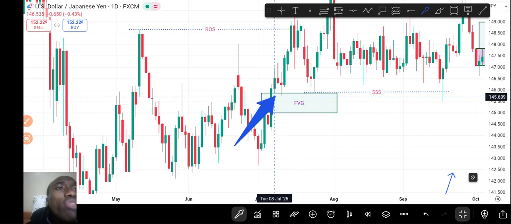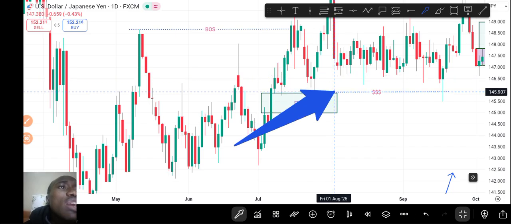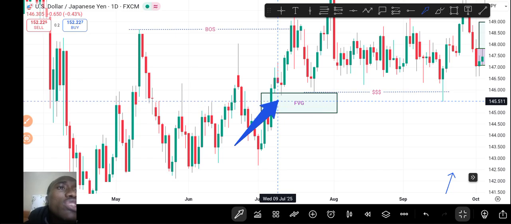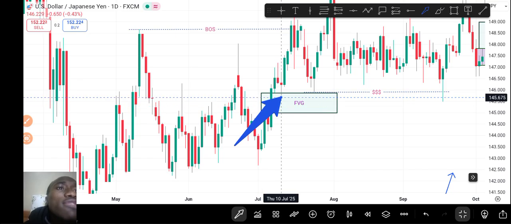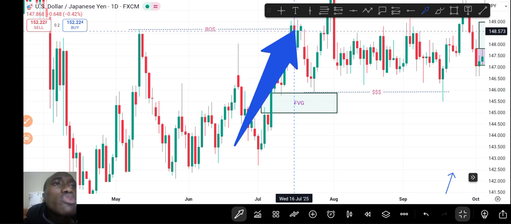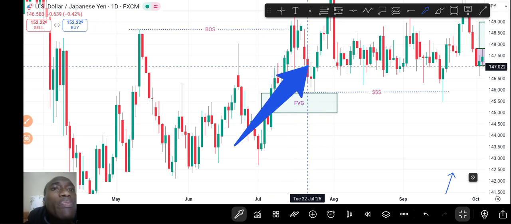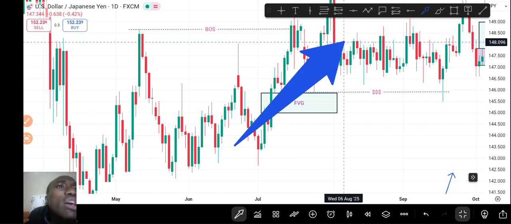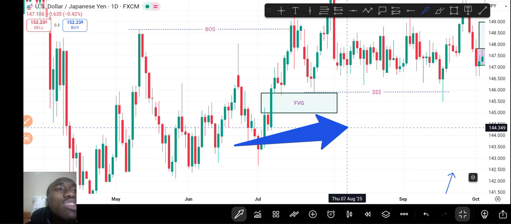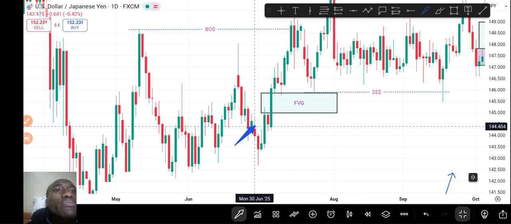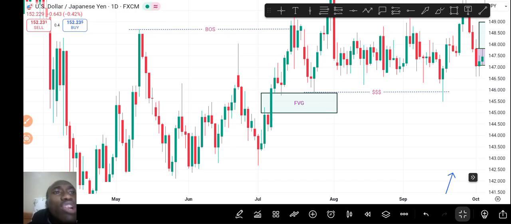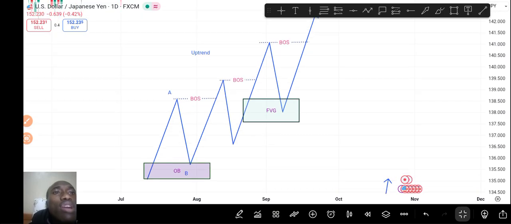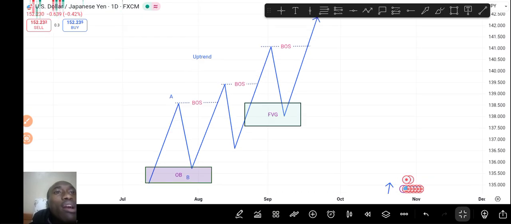And then what happens? The price went up and then later it came and tapped into the fair value gap, and then it went up to break more structures. You see, mostly prices tend to come into fair value gaps or order blocks before going upside or downside, depending on the trend. I hope you understand. Prices react either from an order block or from an FVG. I believe you understand that.